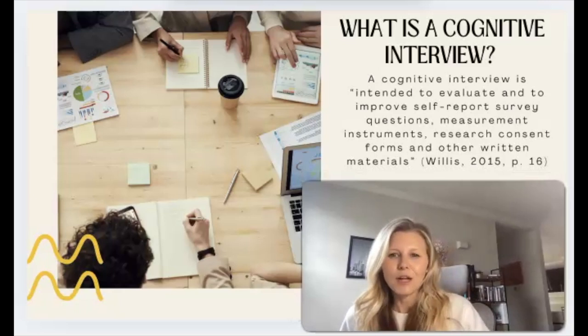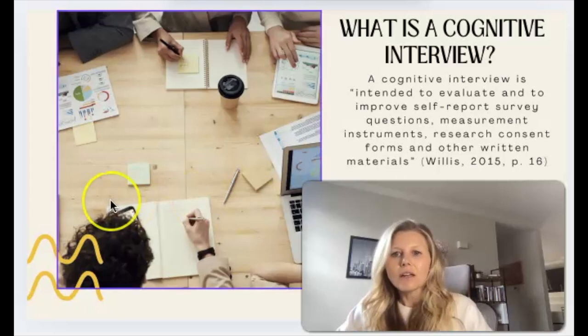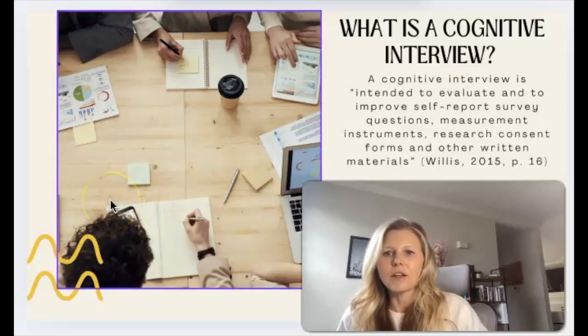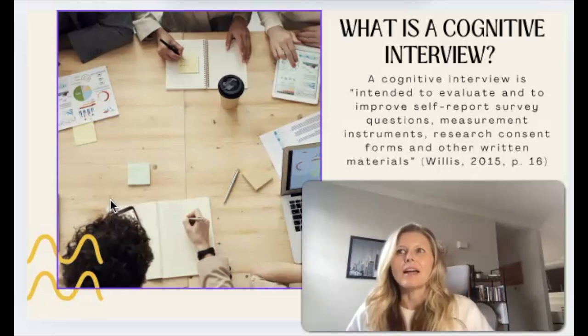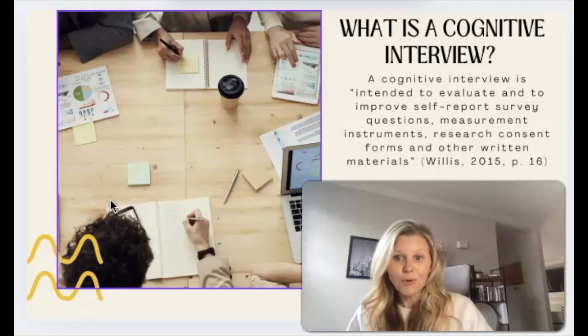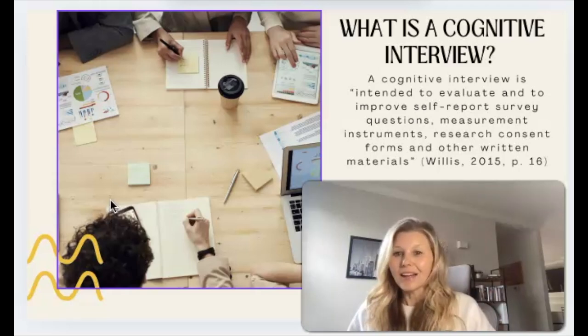First, let's think about the definition of a cognitive interview. I have it typed out here. It's also in the Willis reading. It says a cognitive interview is intended to evaluate and to improve self-report survey questions, measurement instruments, research consent forms, and other written materials. Another way to think about it is as a structured interaction between you, the interviewer, and a respondent. During this structured interview, you are going to ask both structured questions that you would come up with ahead of time, as well as likely some impromptu questions.